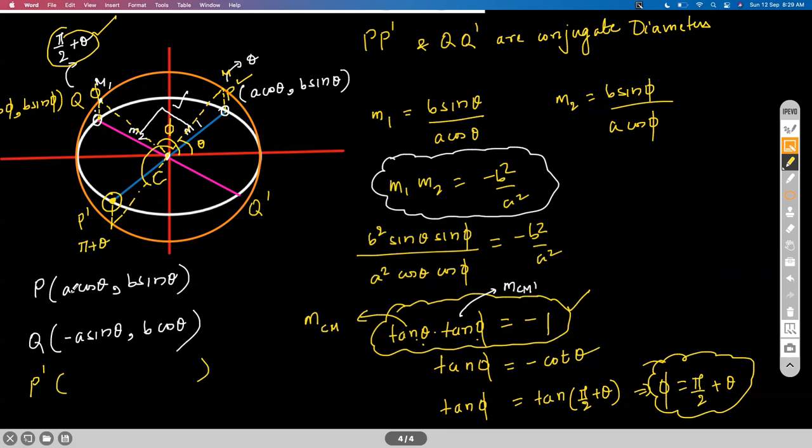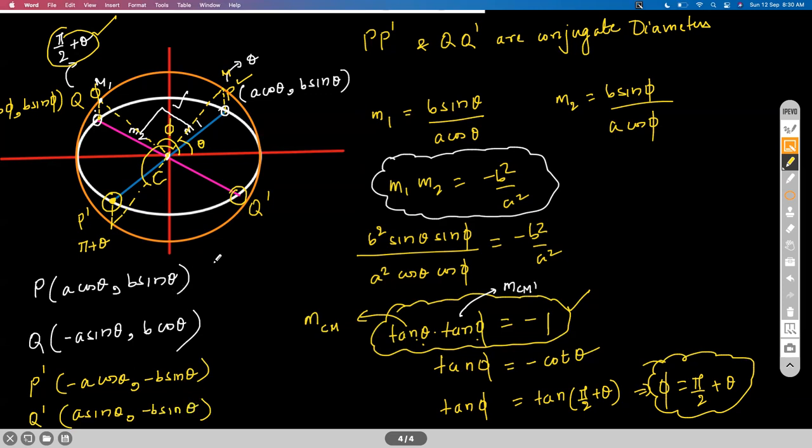So your answer will be A cos(pi plus theta), which is minus A cos theta, minus B sine theta. You can say it is going to be diametrically opposite, meaning mirror image about the origin. So just change the sign of the X and the Y coordinates of P. Similarly, the Q dash point will be negative of this, so it will be A sine theta comma minus B sine theta. Please make a note of this.